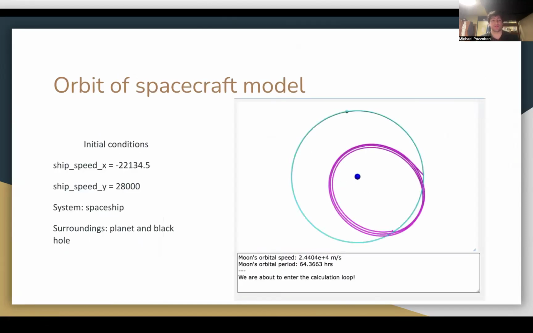The orbit of the spacecraft model. Our initial conditions were ship speed, x equals there, y equals 2800. The system is the spacecraft, and the surroundings are the planet and the black hole. The reason that those specific initial velocities were used was guess and check. I couldn't make the spacecraft orbit in a perfect figure eight, but using those values, we probably got a pretty stable elliptical orbit.